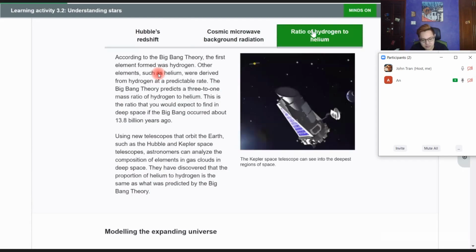Ratio of hydrogen to helium. According to the Big Bang Theory, the first element was hydrogen. Other elements such as helium were derived from hydrogen over time. The Big Bang Theory predicts a 3-to-1 mass ratio of hydrogen to helium. This is the ratio that you would expect to find in deep space.